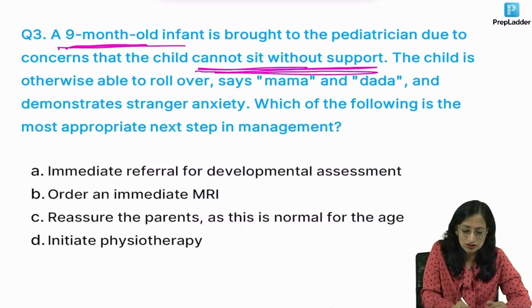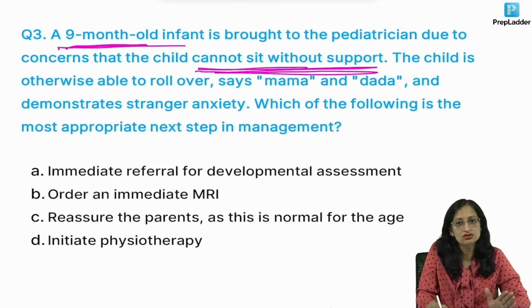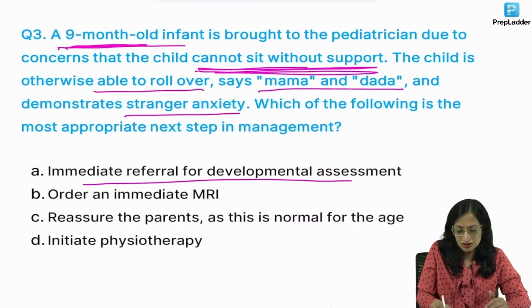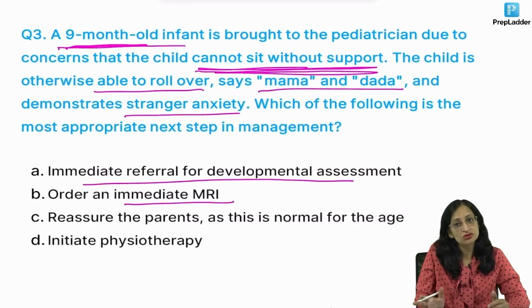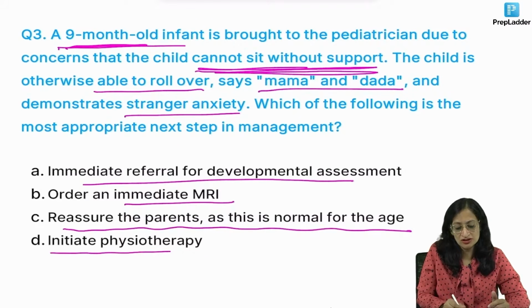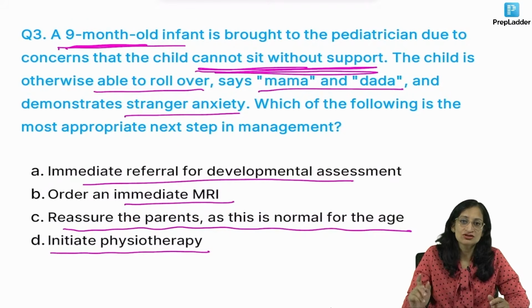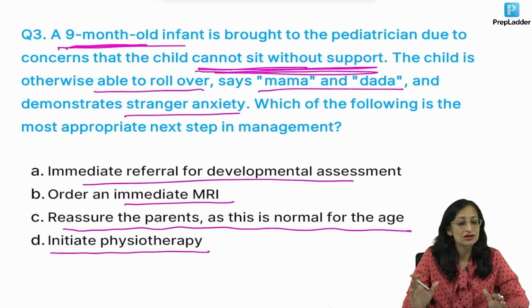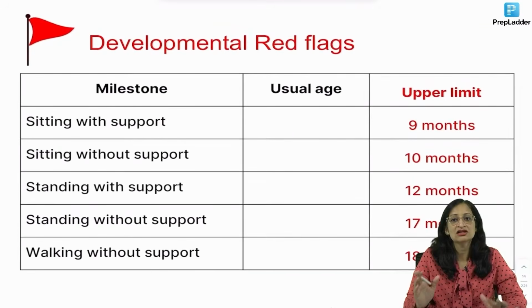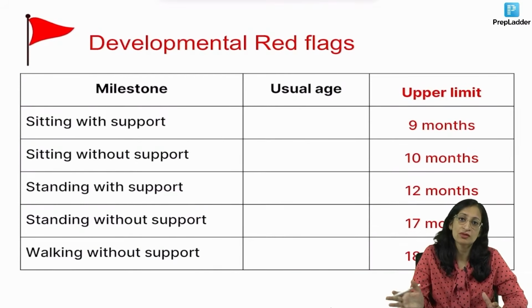So, 9-month-old infant cannot sit without support, that's okay, but the child is able to roll over, says mama, dada, stranger anxiety is there. So, all the other milestones around 7 to 8 months are there. So, what will you do? Immediate referral for developmental assessment, order an immediate MRI, that would be too drastic, reassure the parents that this is normal for age, or initiate physiotherapy. For answering this question, we need to remember that there are something called developmental red flags, okay. So, developmental red flags are there, that means there is an upper age limit for attainment of some of the milestones, right.